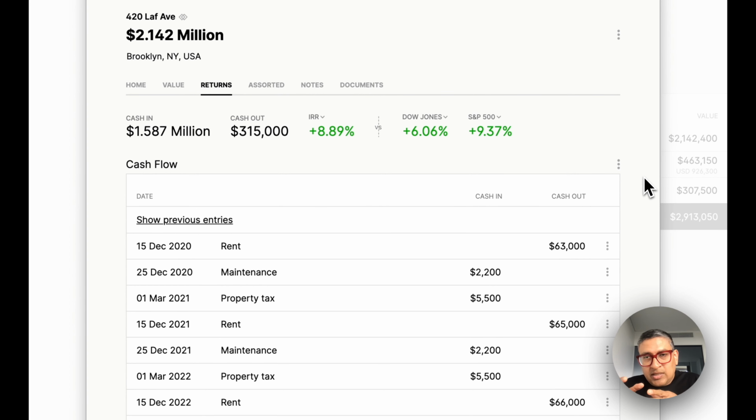Cash out is if I sell the asset and get money, that will be a cash out, or it could even be the rental income that I get from this asset. If you take stocks, the dividends will also be cash out. I don't have to necessarily sell the asset to enter a cash out here.